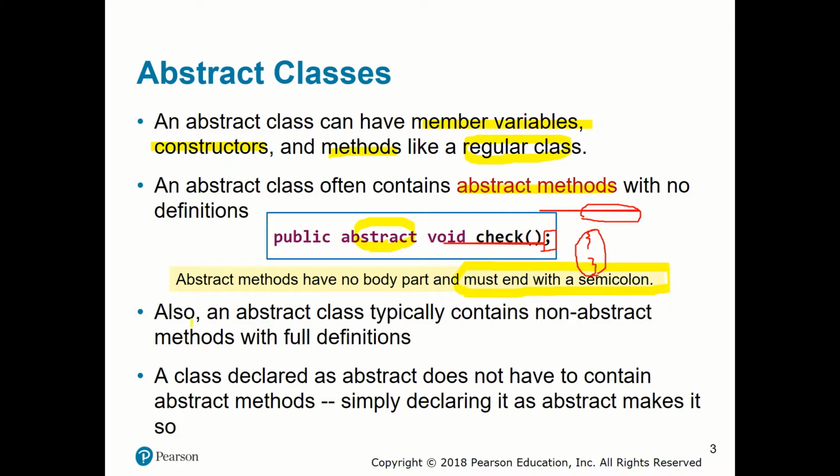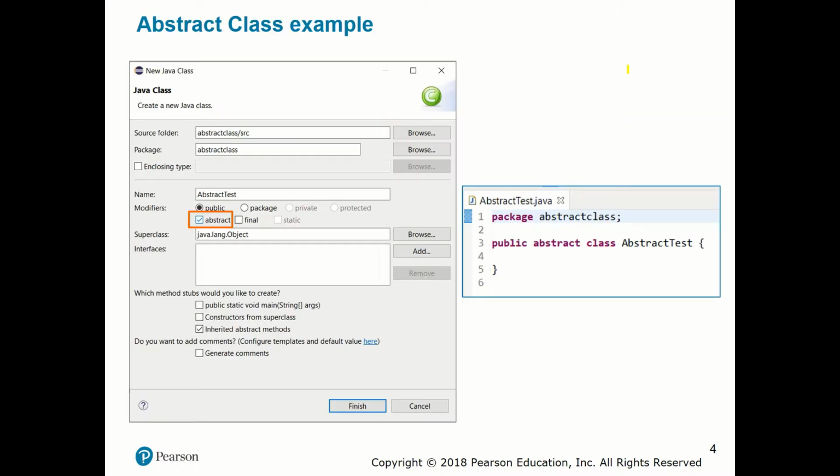Also, an abstract class typically contains non-abstract methods with full definitions. So an abstract class can have general methods with a definition, and also abstract methods that look like this. A class declared as abstract does not have to contain abstract methods. Simply declaring it as abstract makes it so. But this time, this class cannot make an object.